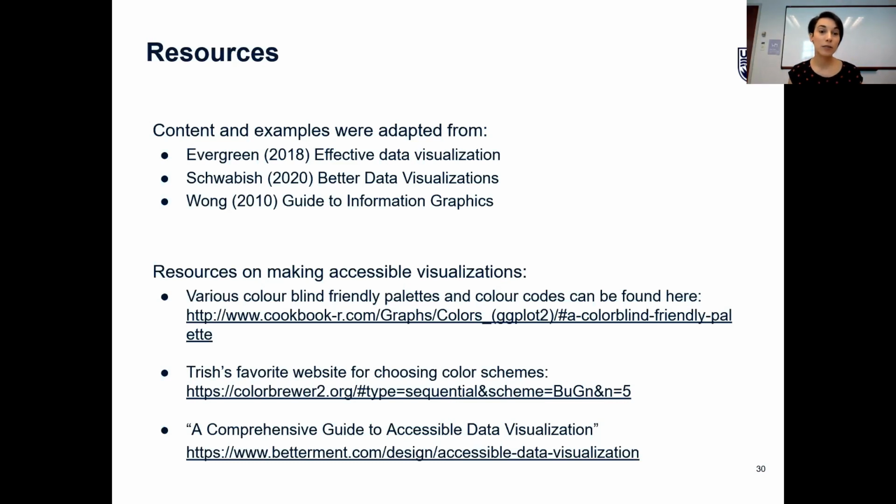And then some more resources on making accessible visualizations. The second one I just have to point out is my favorite website. It helps you choose color schemes. You can indicate whether you're looking at divergent or sequential, the number of items that you have, and you can select a number of features. So looking at things like creating a printer-friendly or colorblind version, things like that.